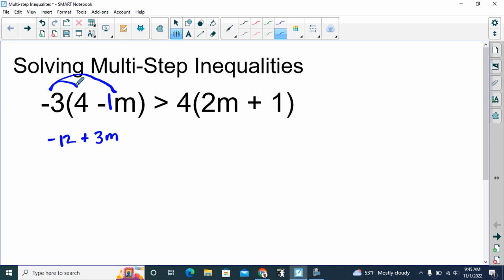We did multiply by a negative here, but we didn't do it on both sides of the inequality. So we are not changing our inequality around. We're just leaving it as a greater than. We need to distribute on this side as well. We have 4 times 2m. That's 8m. And we have 4 times 1, which is 4.